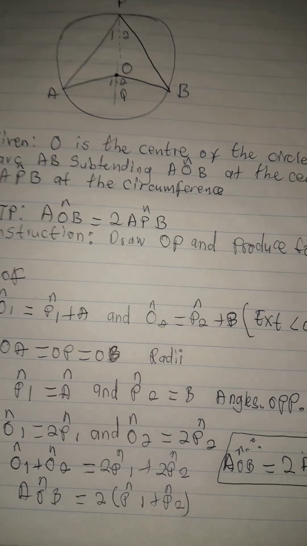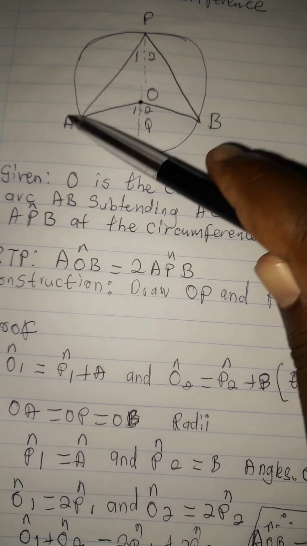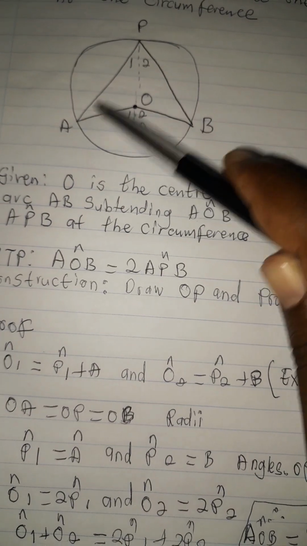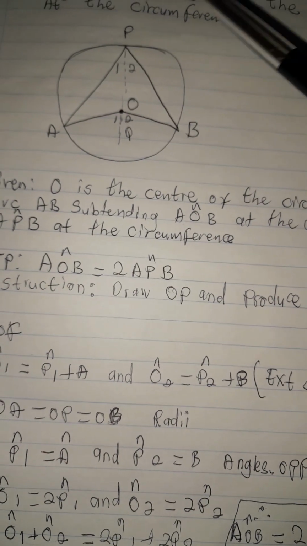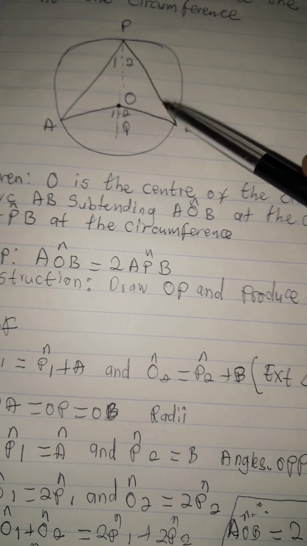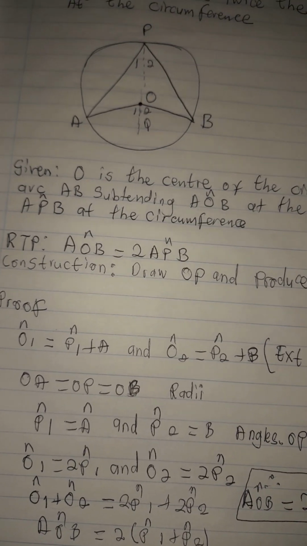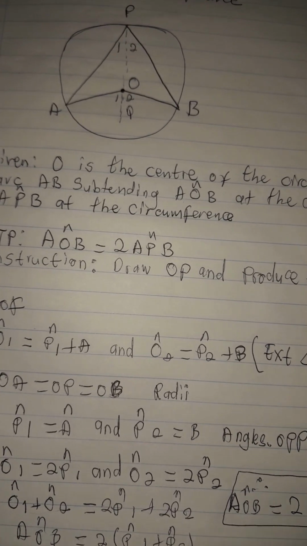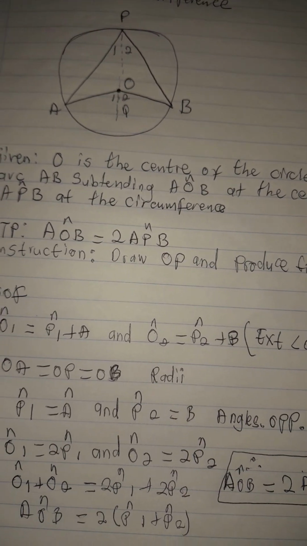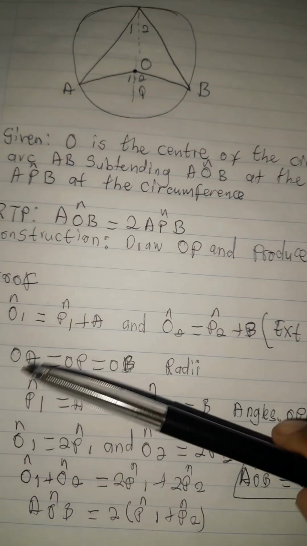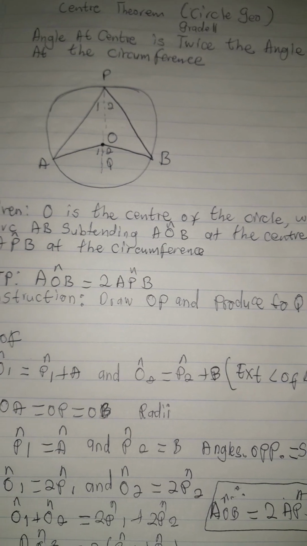We saw that first thing first is construction. After construction, we also saw that this angle is an exterior angle, which is equal to the sum of the interior opposite angles P1 plus A. Similarly, angle O2, an exterior angle, is equal to the interior opposite angle P2 plus B. We also saw that there are radii OA, OP and OB. We also saw how we can prove this theorem, guys. I hope it's appealing and clear. Angle at the center is twice the angle at the circumference.